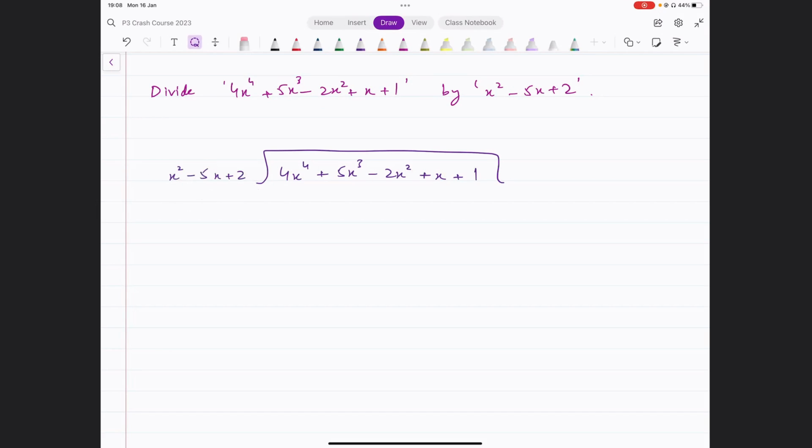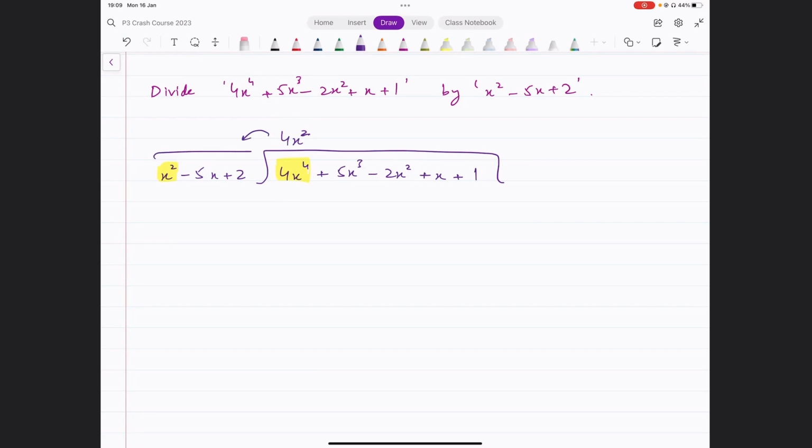How do we start? We look at the first term of the divisor and the first term of the dividend. So this is x squared. This is 4x raised to power 4. And you ask yourself, what do you have to multiply x squared by to get 4x raised to power 4? 4x squared. You multiply x squared by 4x squared, and that is going to give you 4x raised to power 4. So that's the first term that you have in the quotient then.